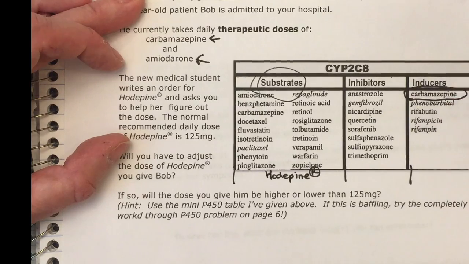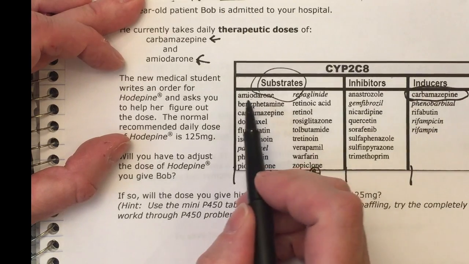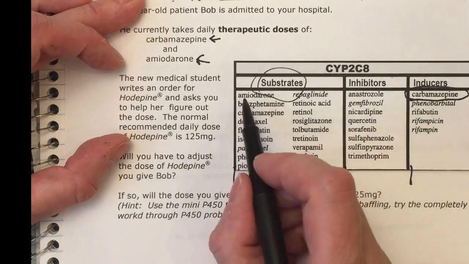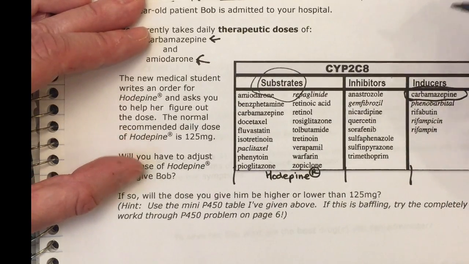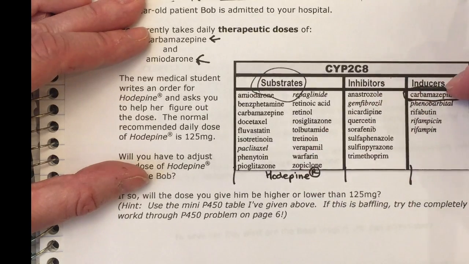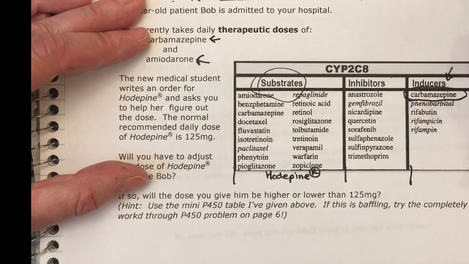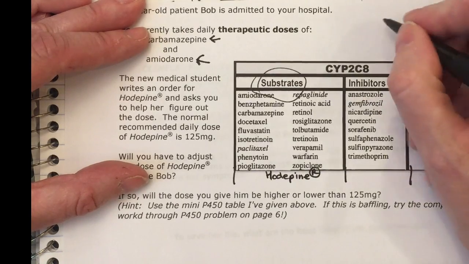And amiodarone isn't here. Amiodarone is over here, but that doesn't matter because if it doesn't inhibit or induce its own enzyme, it's not going to be important. Okay, so what we can say is that if we give hodopine and carbamazepine at the same time, carbamazepine will induce or increase the amount of enzyme.